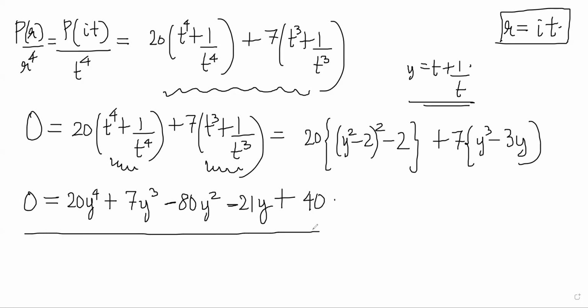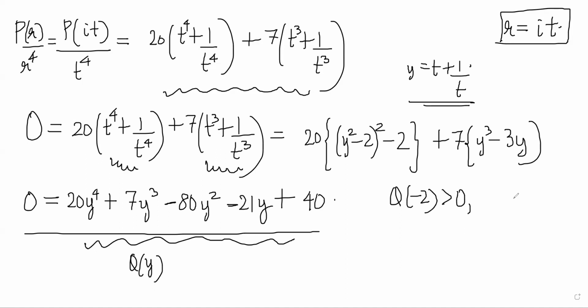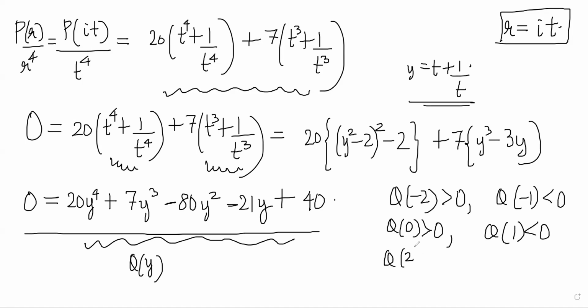This is my equation in y. And you will realize, if you think of this part as your polynomial q of y, you can put the values of the polynomial at 0 at different points. So q of minus 2 will be positive, q of minus 1 is less than 0, q of 0 is greater than 0, q of 1 is less than 0, and finally q of 2 is greater than 0. You should check all of these values for q. This implies that the sign of the q function is changing many times between minus 2 and 2.